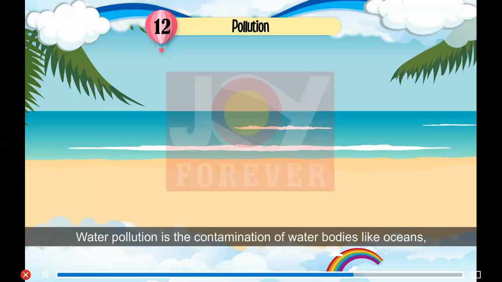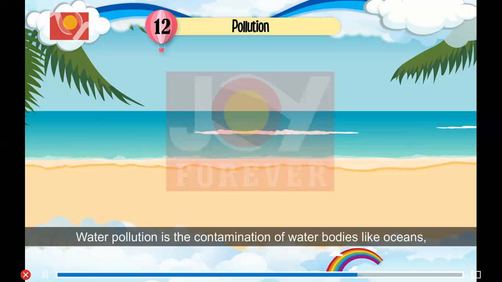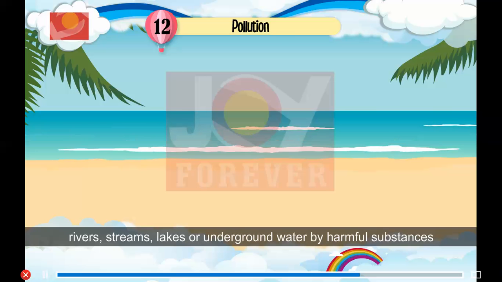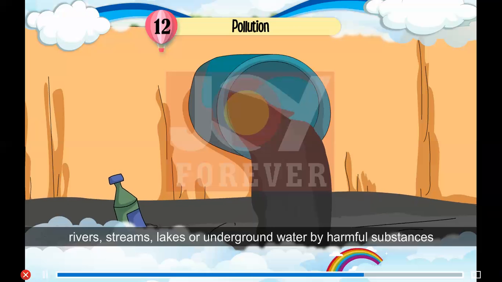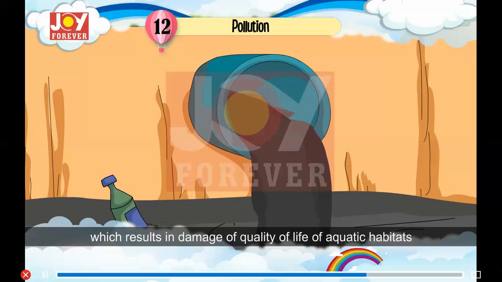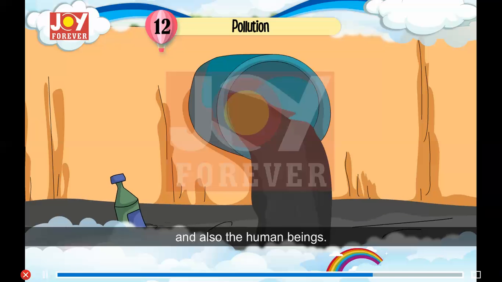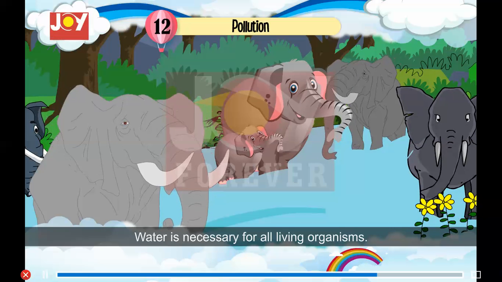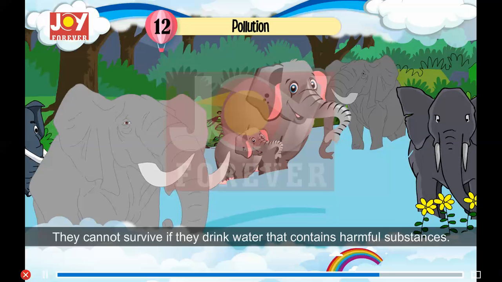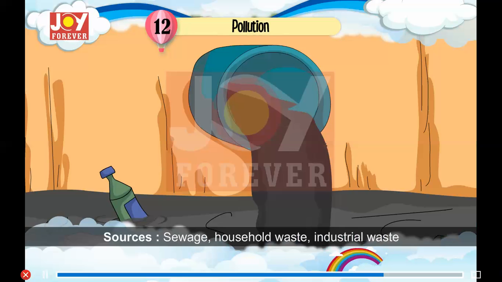Water pollution. Water pollution is the contamination of water bodies like oceans, rivers, streams, lakes, or underground water by harmful substances which result in damage of quality of life, of aquatic habitats, and also the human beings. Water is necessary for all living organisms. They cannot survive if they drink water that contains harmful substances.